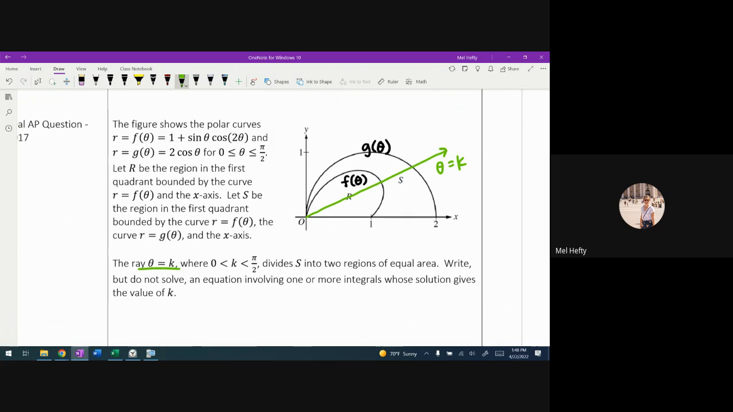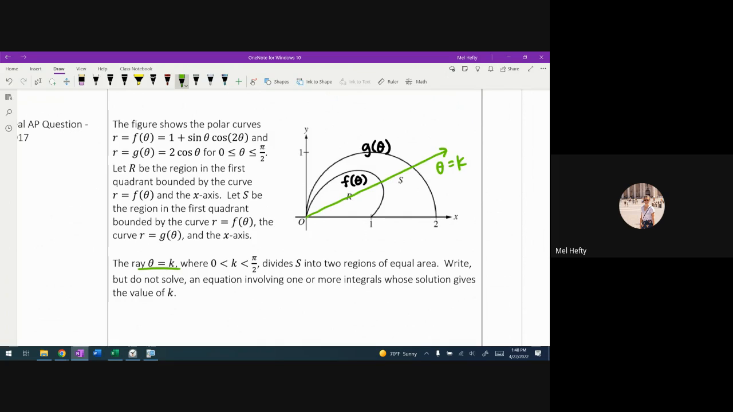Oh, it looks much better up there than it is here. Nice. Okay, so we're trying to divide this into 2 regions of equal area. What do you think? This is a vague question. I'm hoping for a specific answer. What do you think theta equals k is going to function as in my expression involving integrals?